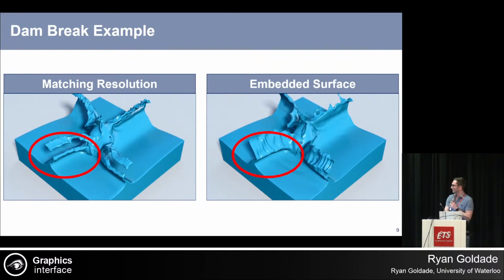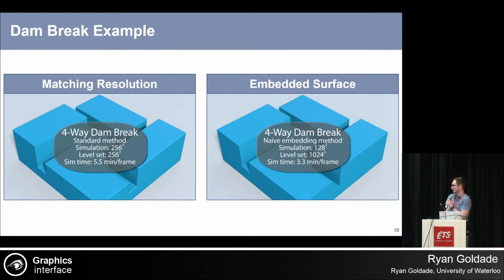Okay, and so immediately we can see a problem, right? The matching resolution loses volume. Now this is level sets, and FLIP particles might not have this problem, but we'll stick with level sets for now and just show that we get significant volume loss. So we actually get better detail by having a higher resolution surface and a lower resolution physical simulator.